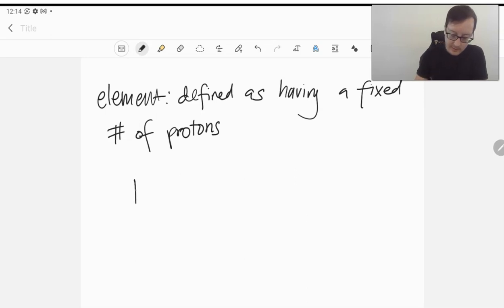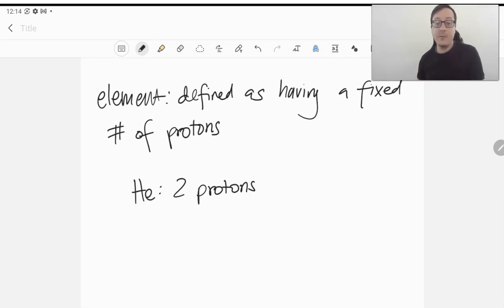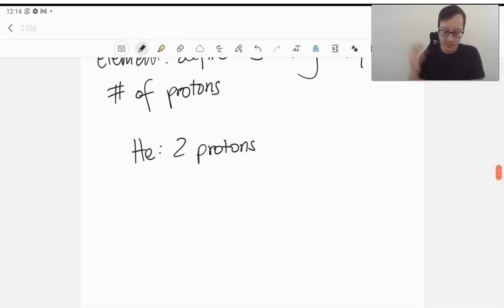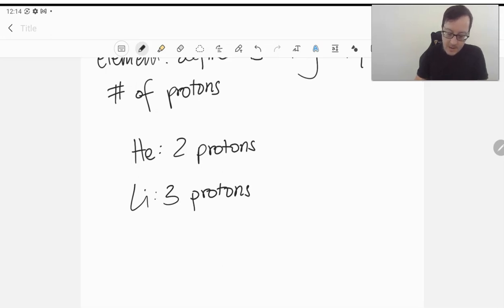For example, helium has 2 protons. Every helium atom has 2 protons. Not 1, not 3, not 87, but 2. Only 2. If we change that number, we have a different element. For example, if we add a proton somehow, we would get lithium, which has 3 protons. Or if we had subtracted one, we would get hydrogen, which has just 1 proton.